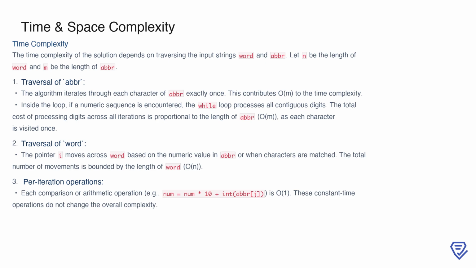once. Similarly, the pointer i moves across the word string based on the numeric values in ABBR or when characters match. This traversal is bounded by the length of word, contributing O(n), where n is the length of word. Lastly, each individual operation within the loop, such as comparisons or arithmetic calculations, is performed in constant time, O(1). These operations don't affect the overall complexity, as they scale linearly with the traversal. Therefore, the key contributors to time complexity are the lengths of ABBR and word.